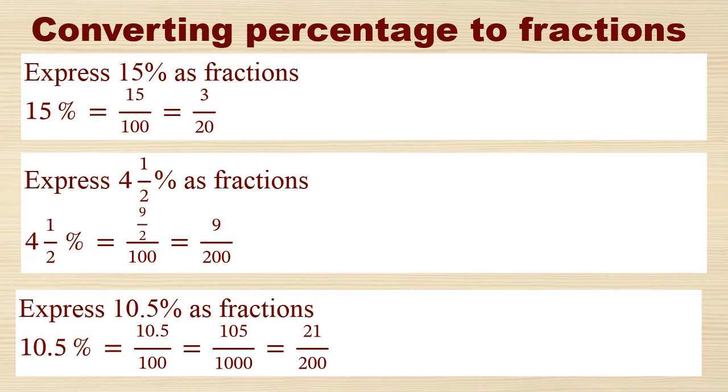There is a number that can divide the two, and that number is 5. So when you divide 105 by 5, you get 21. When you divide 1000 by 5, you get 200. There is no number that can divide 21 and divide 200 without remainder. So 21 over 200 is the required result.